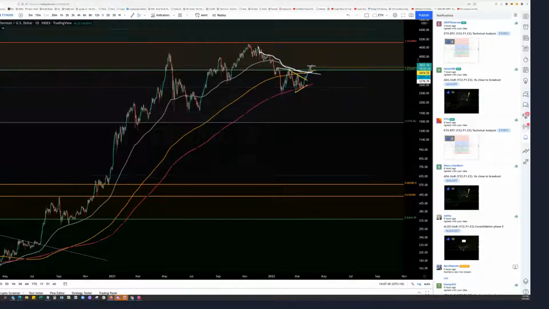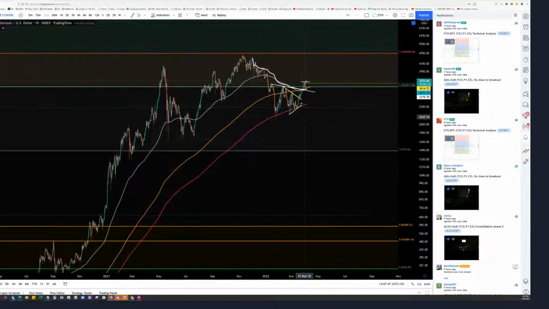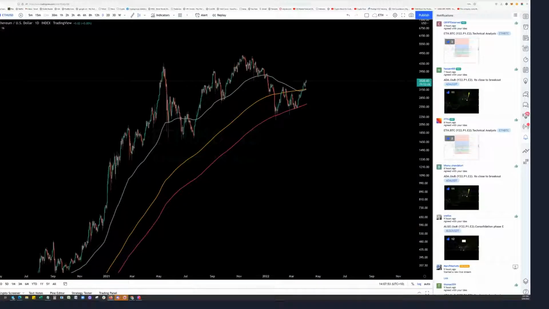So on a moving average perspective, it was bearish. Now we're trying to see that bullish perspective. So if I would just clean that all up, it's not quite there. We want to see this just a bit more to crossover on the daily for that confirmation.